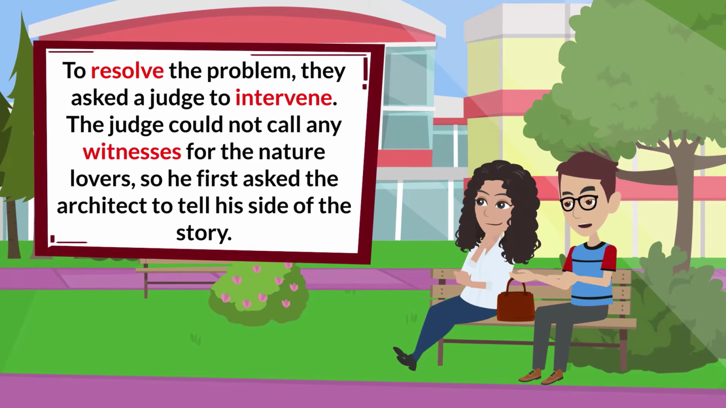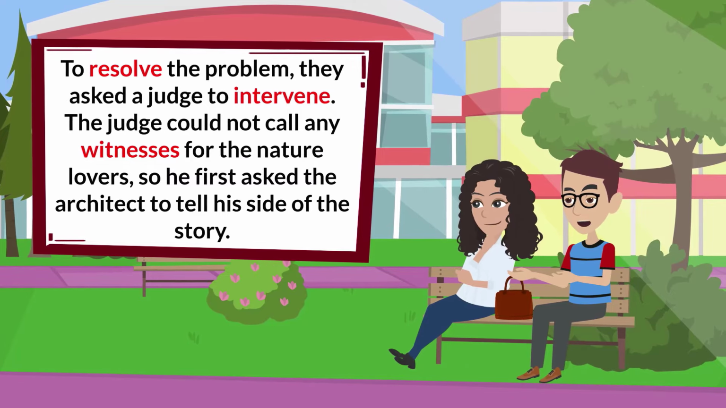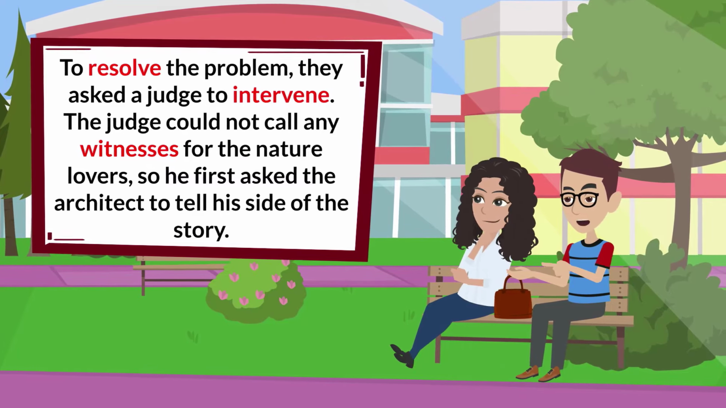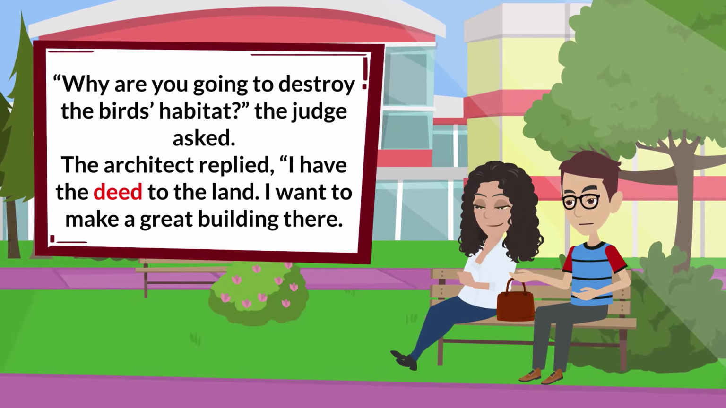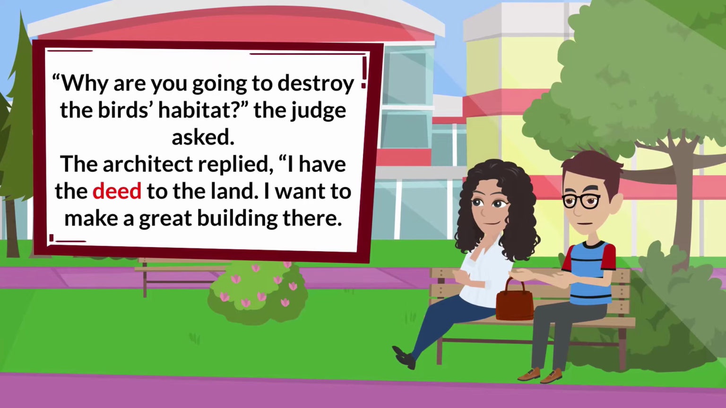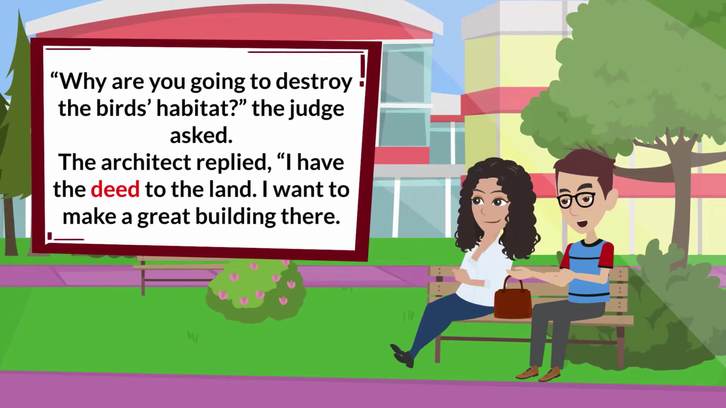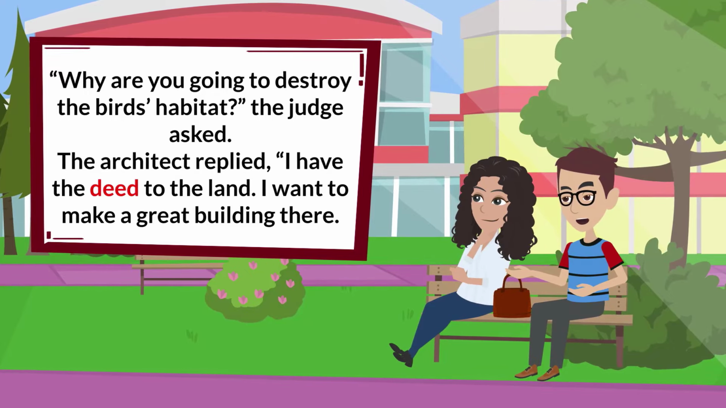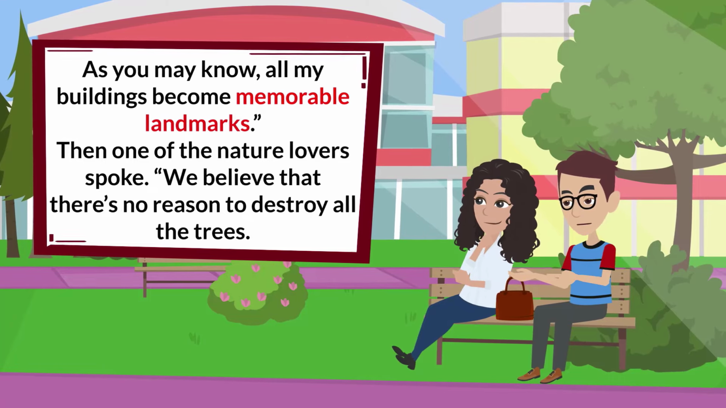To resolve the problem, they asked a judge to intervene. The judge could not call any witnesses for the nature lovers, so he first asked the architect to tell his side of the story. "Why are you going to destroy the bird's habitat?" the judge asked. The architect replied, "I have the deed to the land. I want to make a great building there. As you may know, all my buildings become memorable landmarks."